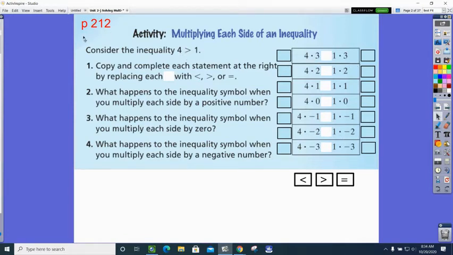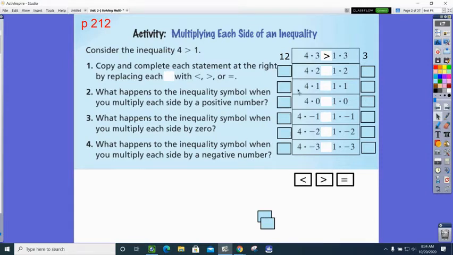By the way, this is page 212 in your textbook. And we're going to take this inequality, 4 on the left, 1 on the right, and little by little, we're going to multiply by increasingly smaller numbers. So we start with 4 times 3, 12 on the left, and 1 times 3. We have 12 on the left, 3 on the right, and the inequality is still a greater than.